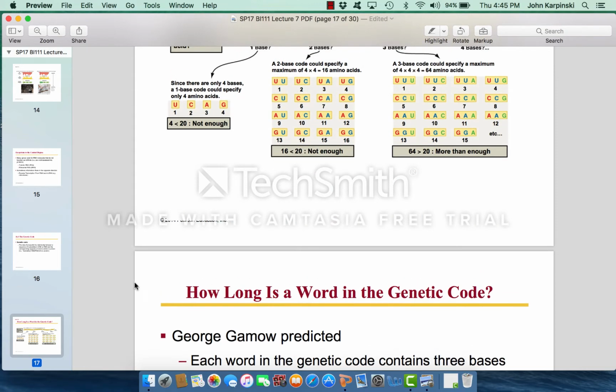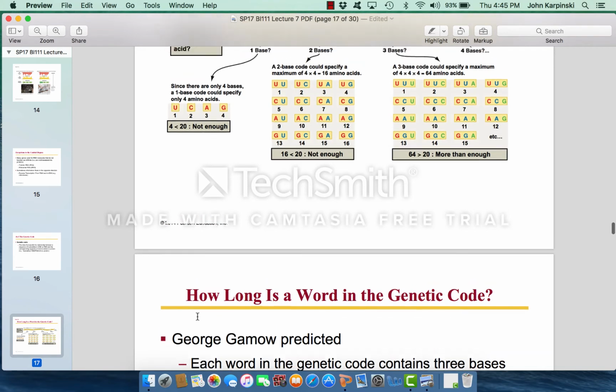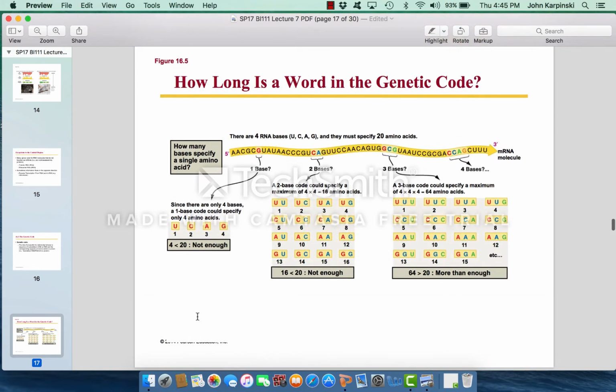Well, one scientist who really was instrumental in deciphering the genetic code was George Gamow. Now he predicted that one amino acid is encoded by 3 nitrogenous bases. The question we want to ask is, how did he know, or how did he decipher that was actually the correspondence, 3 bases per amino acid? Well, he basically performed a kind of thought experiment, mathematical thought experiment like this.